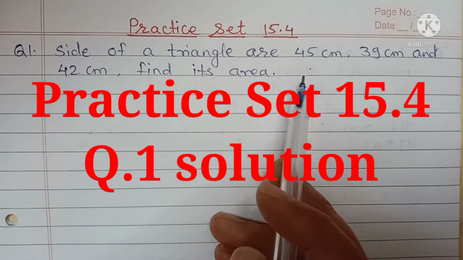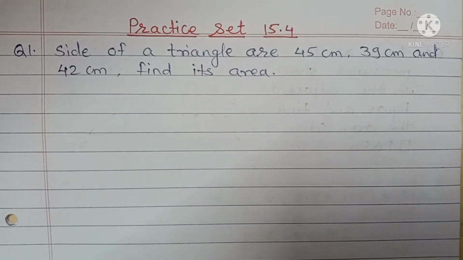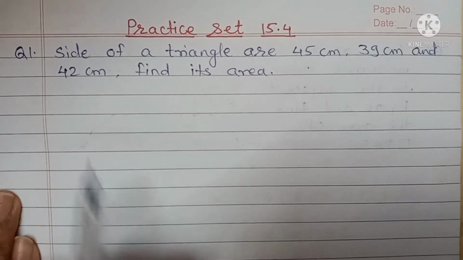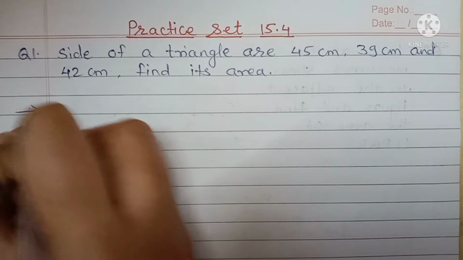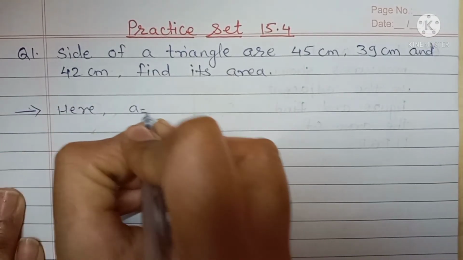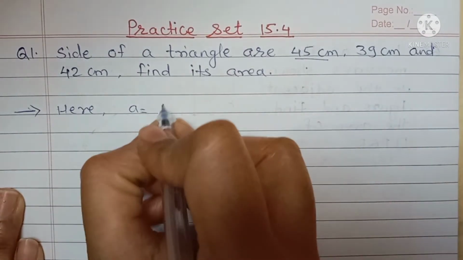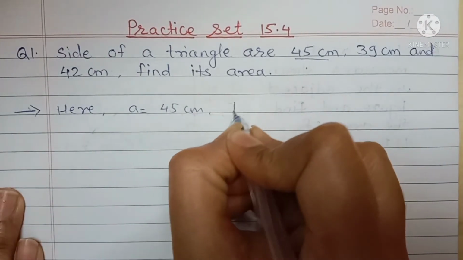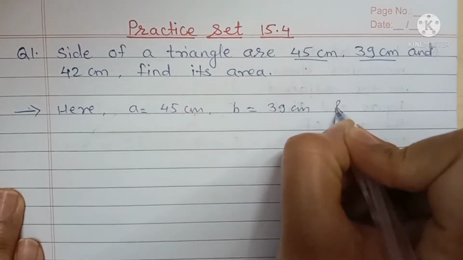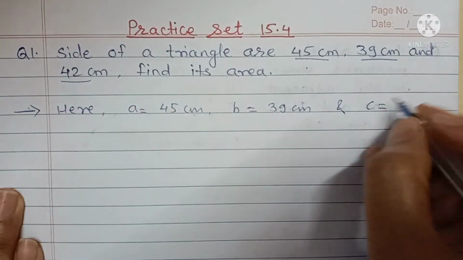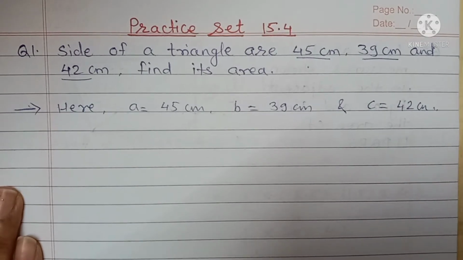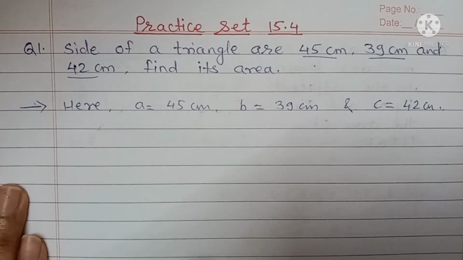Sides of a triangle are 45 cm, 39 cm and 42 cm. Find its area. Here A is equal to 45 cm, B is equal to 39 cm, and C is equal to 42 cm. Here no need to draw a diagram.